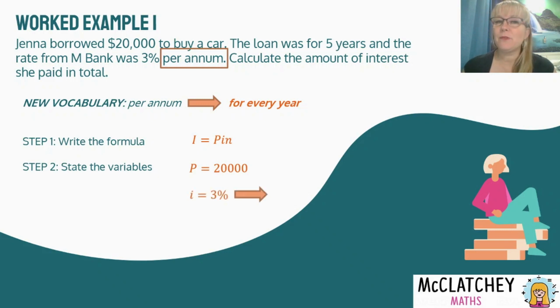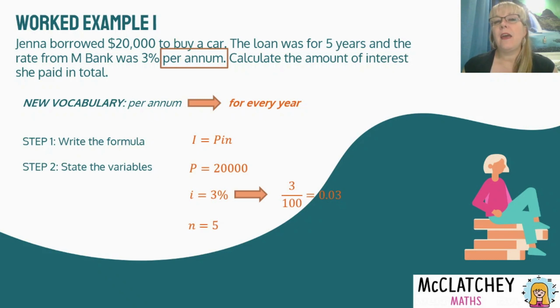Our interest rate was 3%. That was given to us as a percentage, and it's always important when you're using simple interest that you use the annual rate here. Now we're going to change this into a decimal number so that we can use that in our formula. So we take the 3, that's 3%, which means 3 out of 100. So we divide that by 100, and on our calculator that will give us 0.03. That's the number that we're going to use for interest.